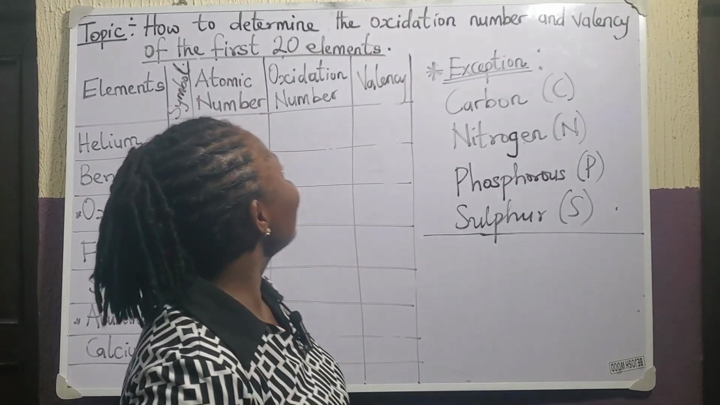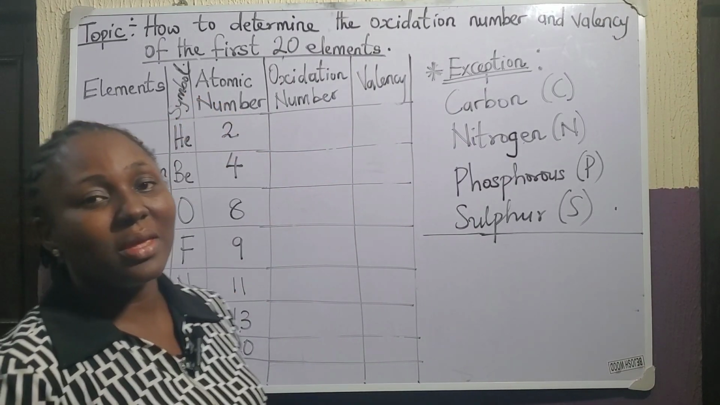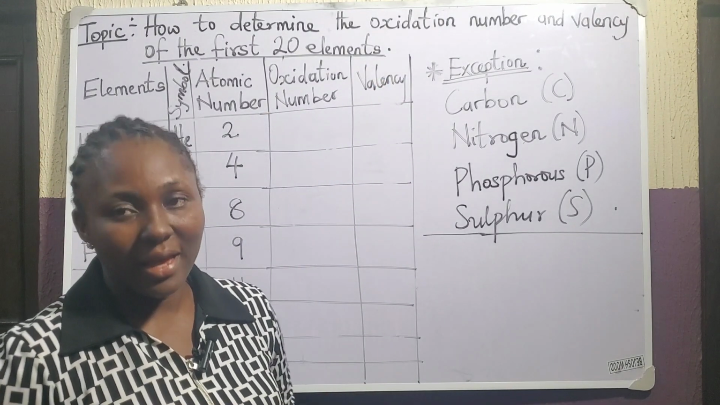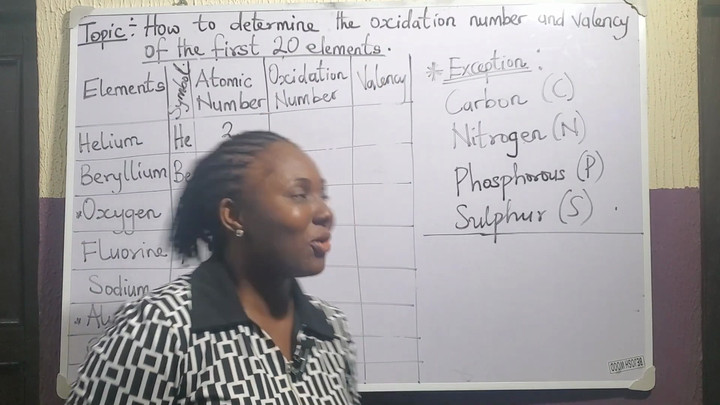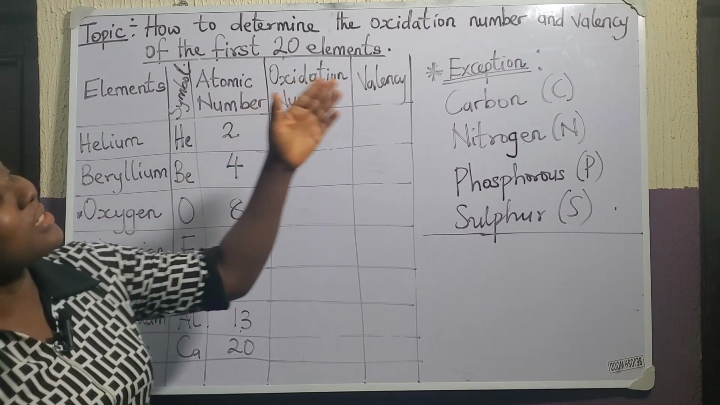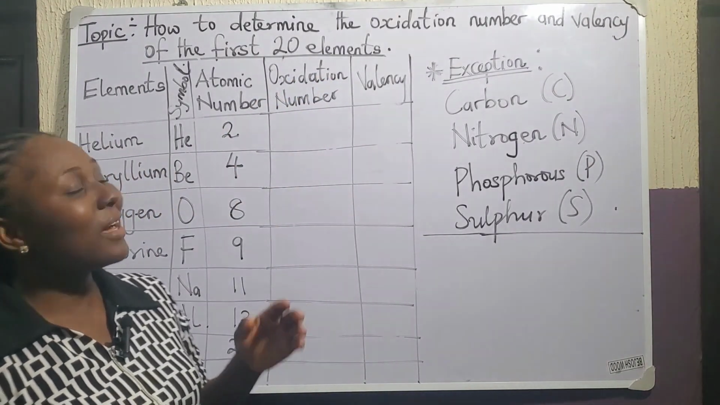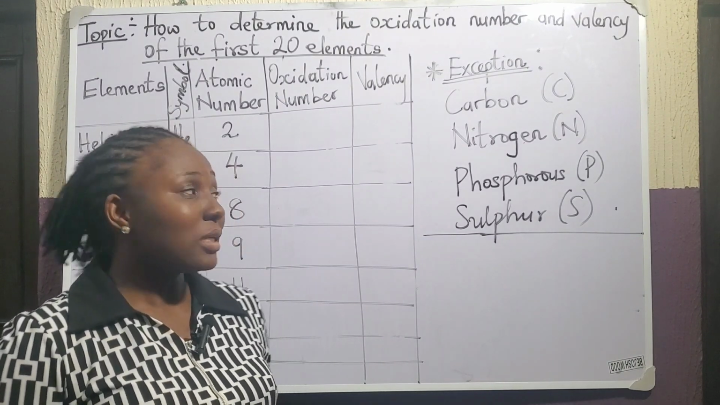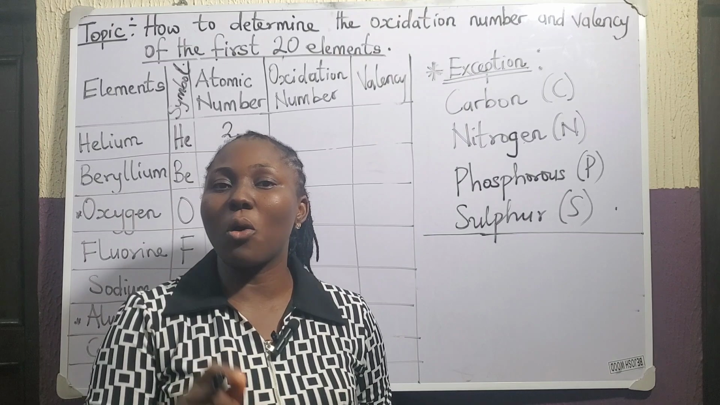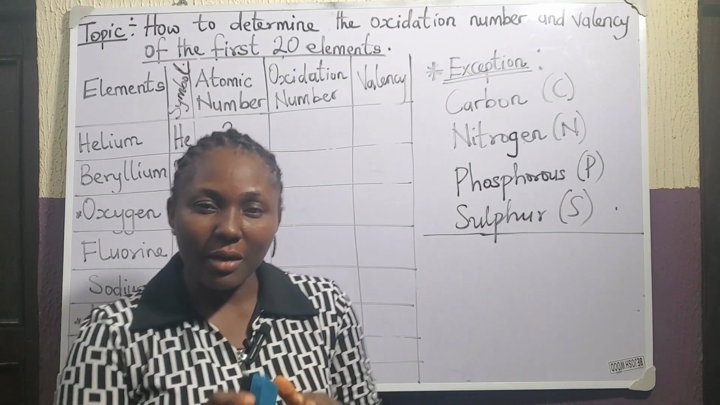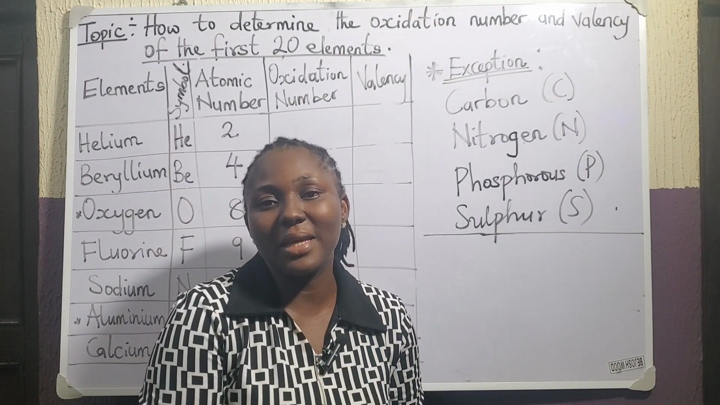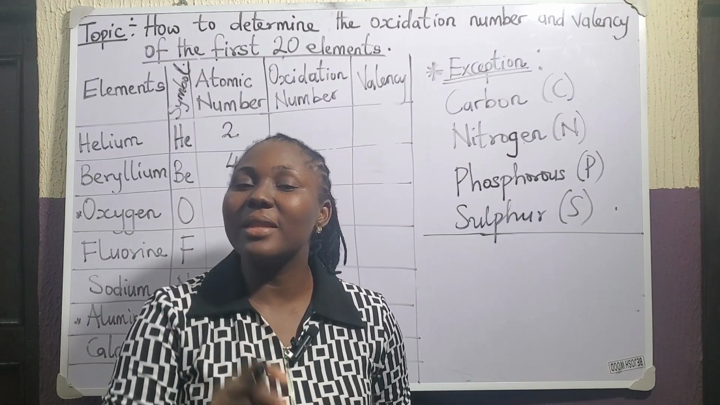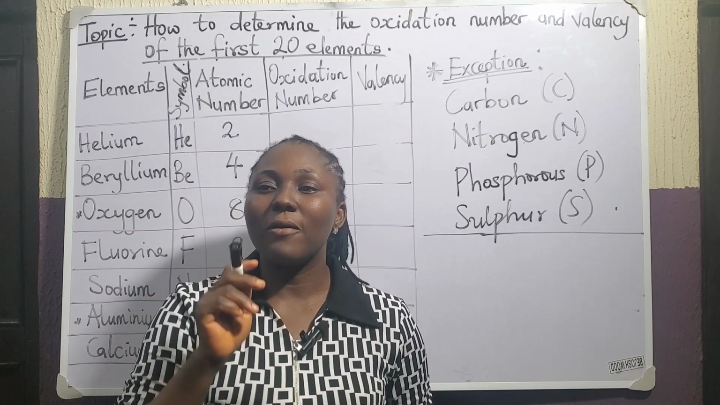On today's topic, we are going to see how to determine the oxidation number and valency of the first 20 elements. Let's go. First of all, what is valency? We say that valency is the combining power of any element. That is to say, every element has its own combining power. Before it can join with another element and form a compound, it will come there with its combining power. And that is what we call valency.